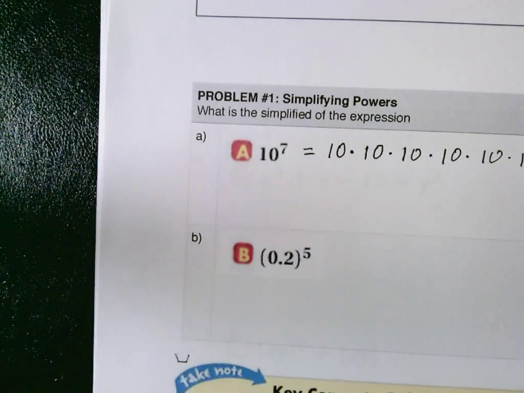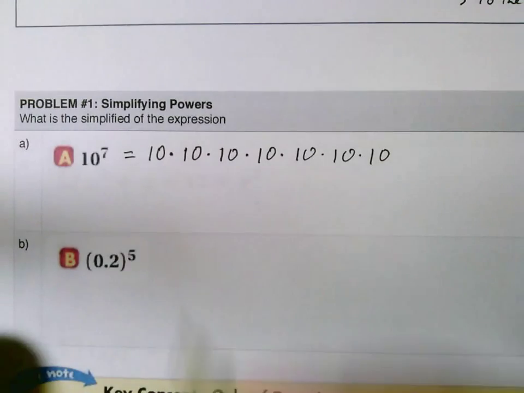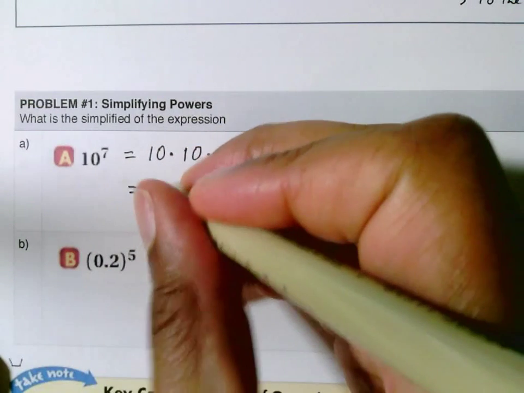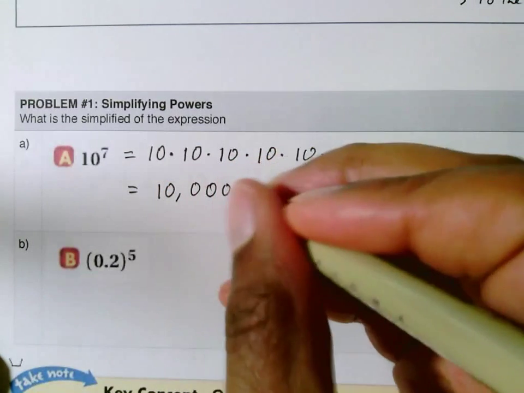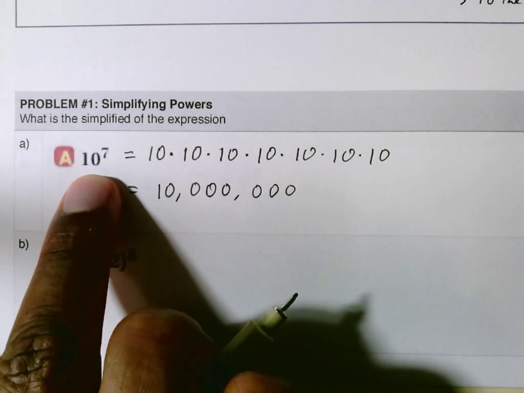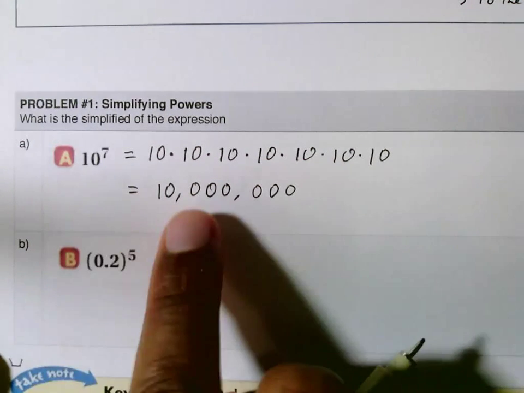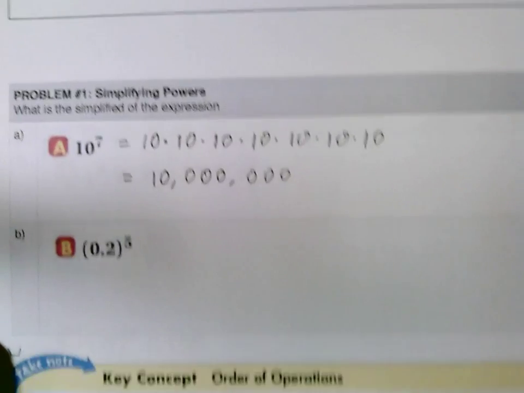Now I'm going to get my trusty calculator, because I can't do it in my head. And if I get the mathematics right, it should be 10 million. And so now I've simplified it because I've taken a more complicated expression and made it into a simple numerical value. Let's try the second one.